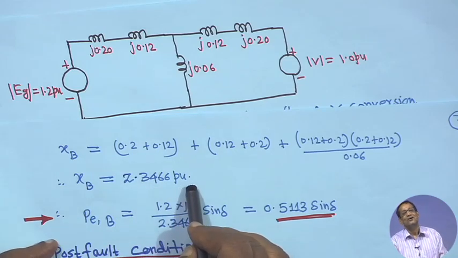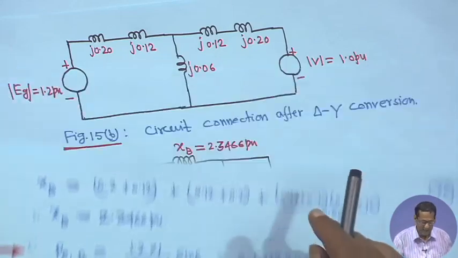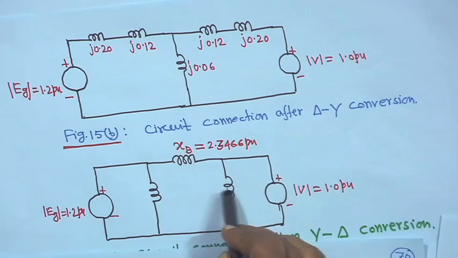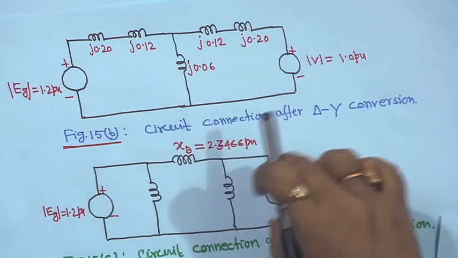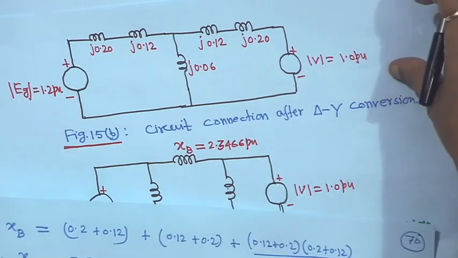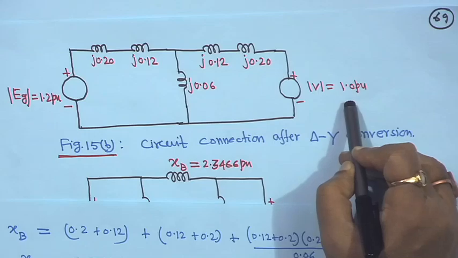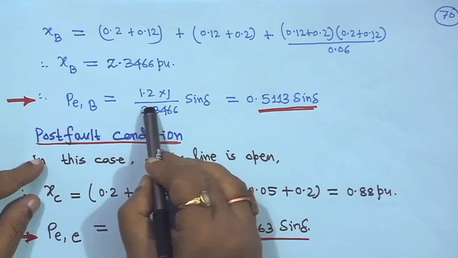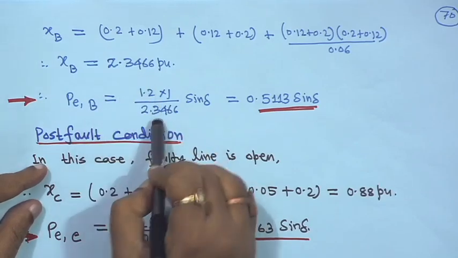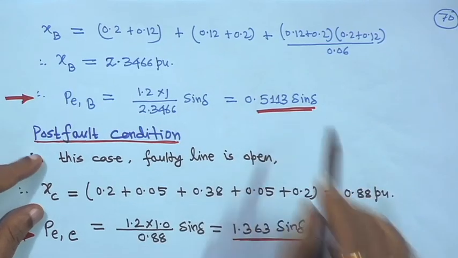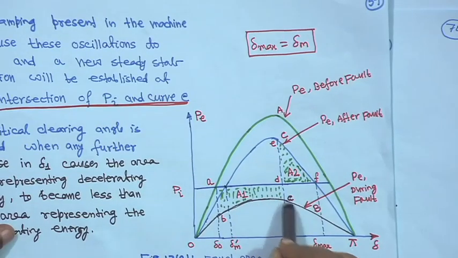This is the delta conversion value, but this is not required for power transfer, not required at all, because nothing is here actually; voltage across is this one and voltage across is this one. So, only this one is required. This voltage 1.2 and 1 always remain the same, that means your electrical power P E B, that is during fault, will be 1.2 into 1 divided by x b, 2.3466, sin delta. This will become 0.5113 sin delta.